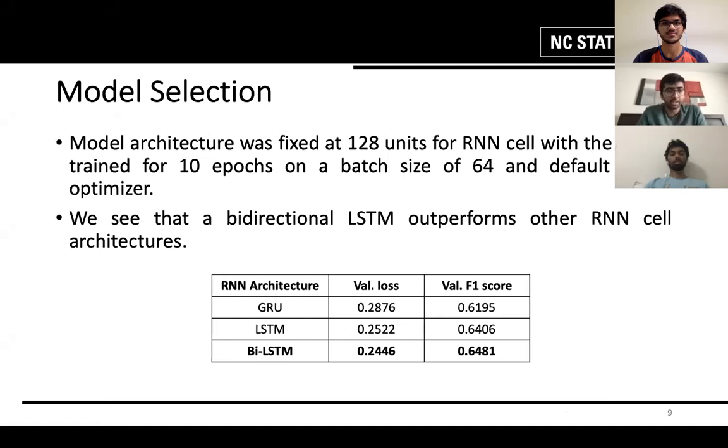For model selection, we initially fixed our architecture with 128 units of RNN cells and trained our model over 10 epochs with a default ADAM optimizer. We tried 3 different RNN architectures, namely GRU, LSTM, and bi-LSTM. In our findings, we found that the bi-LSTM gave us the best validation accuracy and validation F1 score. After that, we fixed our model architecture to bi-LSTM.